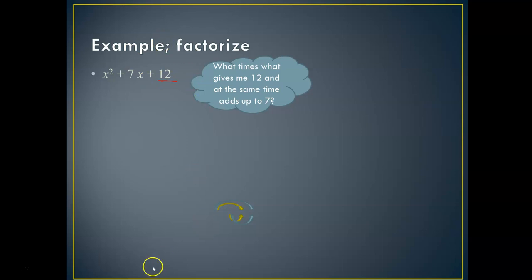So if you look at the factors of 12, right? If you look at the factors of 12, 2 times 6 gives me 12. 12 times 1 gives me 12. And 3 times 4 gives me 12.